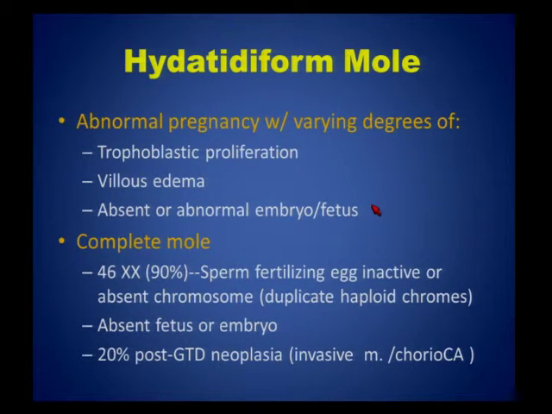Now, talking about the complete mole, it has relatively normal chromosomes. Most are 46XX, 90% or so. And what's postulated is that a sperm fertilizes an egg with either inactive or absent chromosomes, and you get, therefore, a duplicate haploid chromosomes from the male or the paternal side. You have an absent fetus or embryo in the complete mole, and there's a significant risk for developing post-gestational trophoblastic disease neoplasia, i.e. invasive mole or choriocarcinoma.